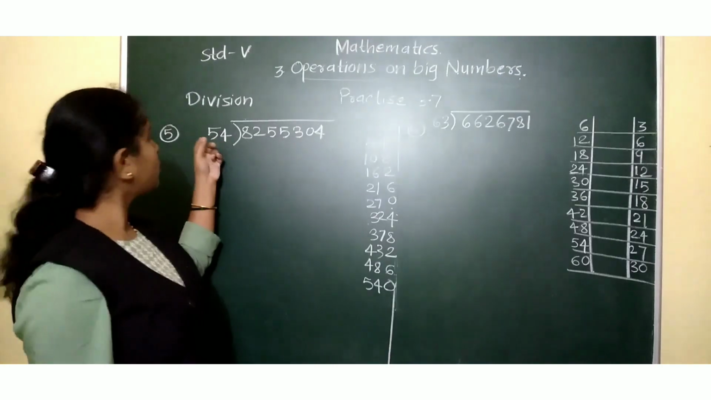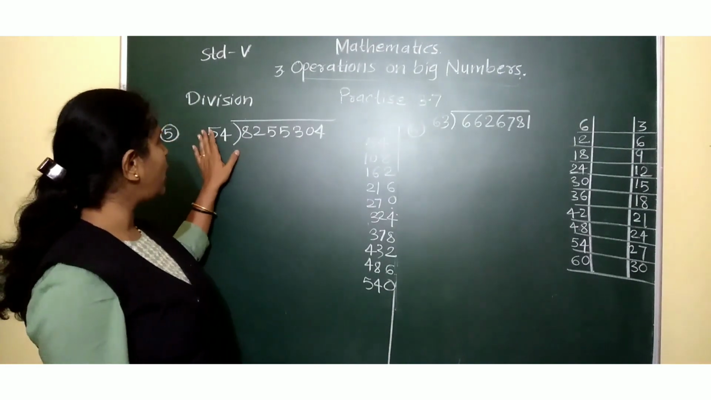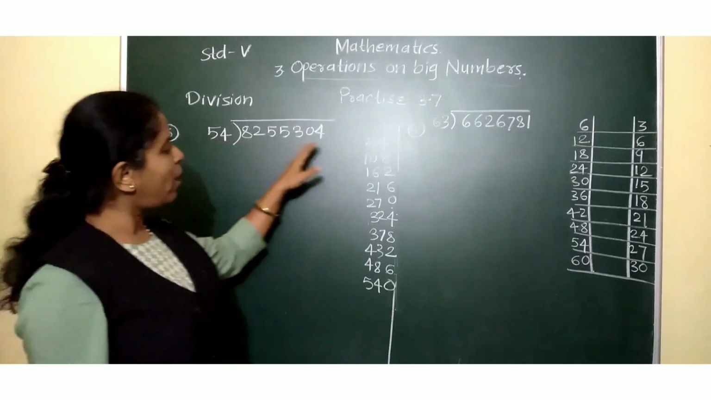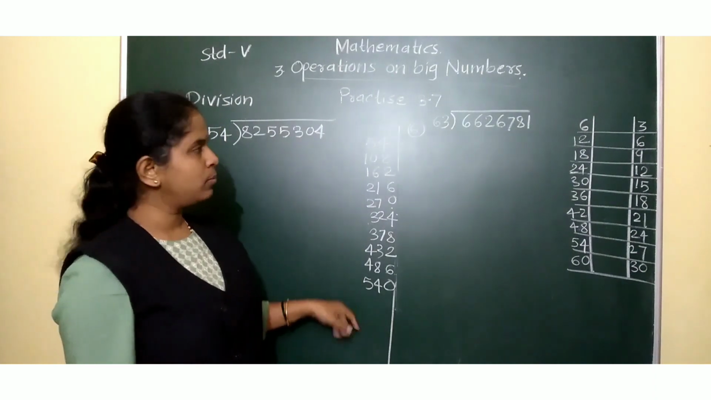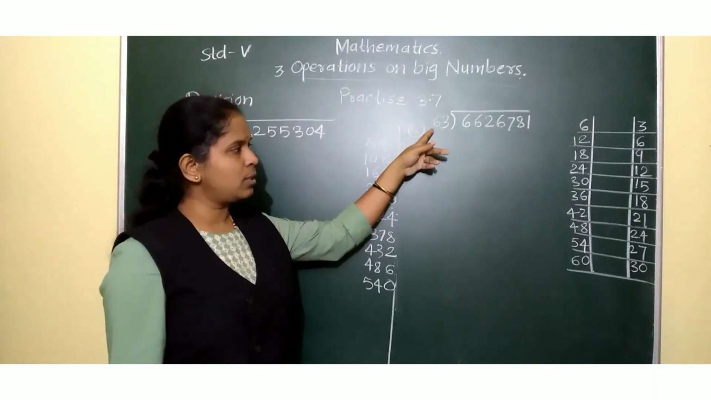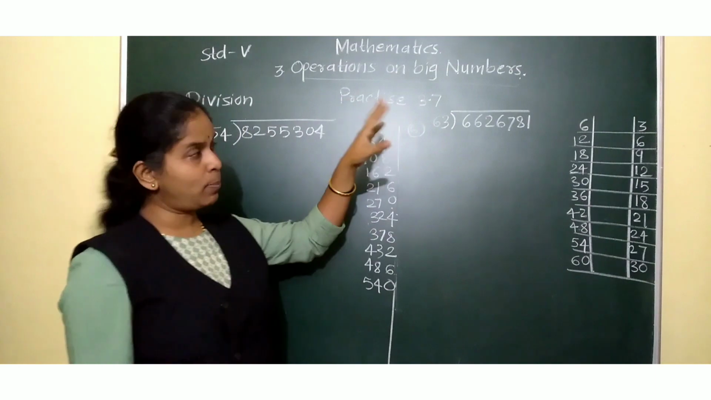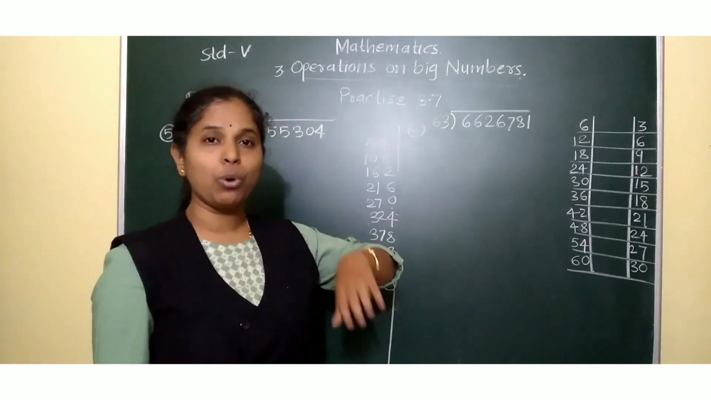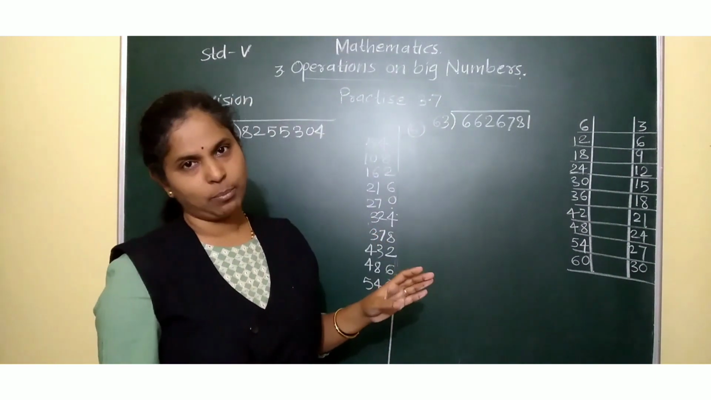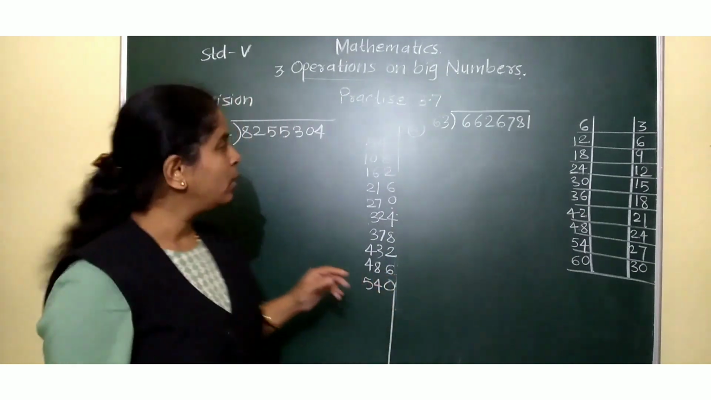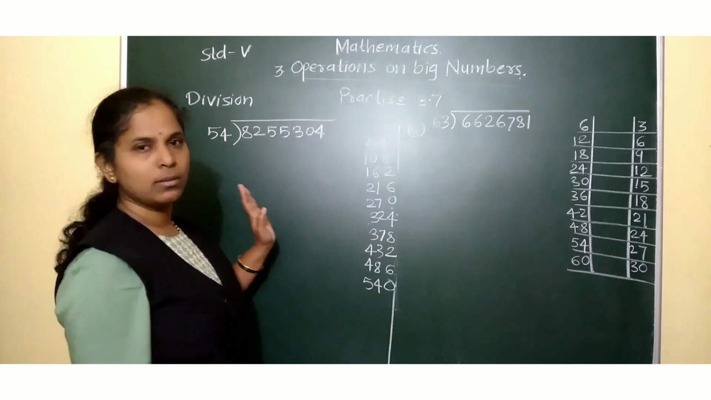Followed? Fifth one. Here we have to divide by 54. So I have made the table of 54. Here we have to divide by 63. So I did not prepare the table of 63. I will show you how to prepare the table of big numbers, for those who don't know. Okay. First we will use this table.